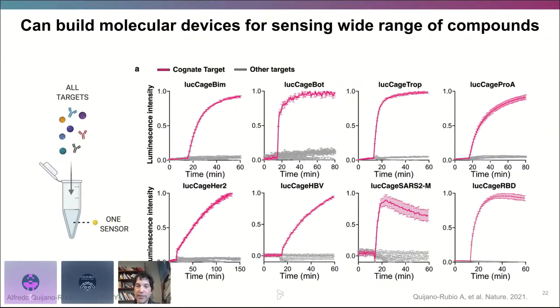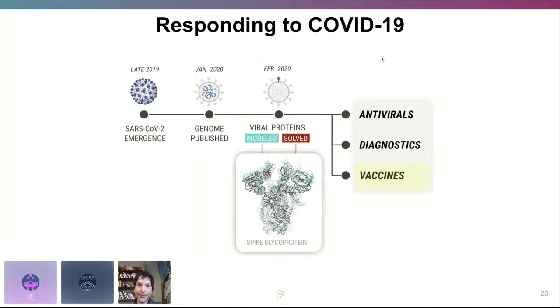In each panel here, we've taken each of the different sensors and added just troponin protein, and only the troponin sensor gives this large increase in light. The other ones are completely silent. And that's true for each of these. In this RBD case, we're adding the RBD, and only the RBD sensor is responding. So we think this is a very general diagnostics platform.